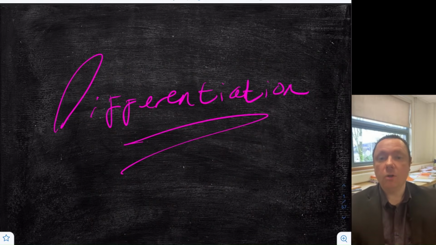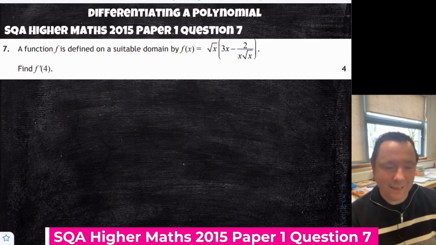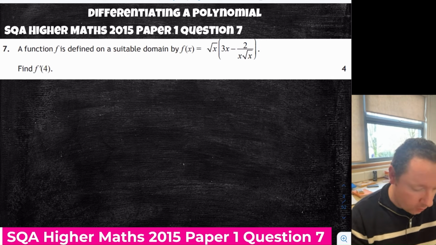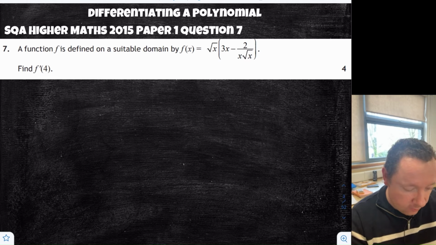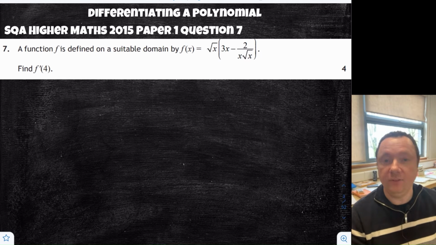This is Clear Maths. Today we're going to look at the whole of differentiation in SQA Higher Maths exams, especially for the 2023 exams coming up in May. SQA Higher Maths 2015 Paper 1 question 7 on differentiating a polynomial. A function f is defined on a suitable domain by f of x is root x, (3x minus 2) over x root x. Find f dash 4.